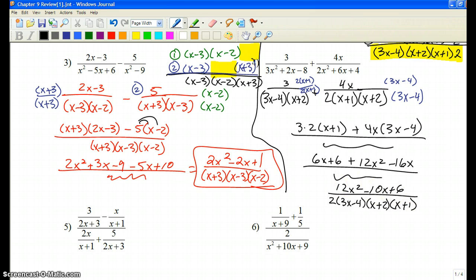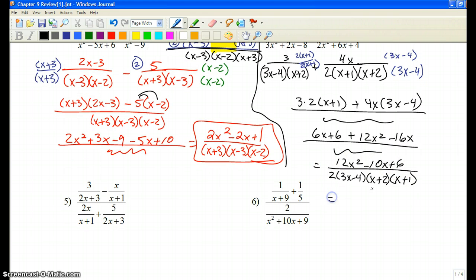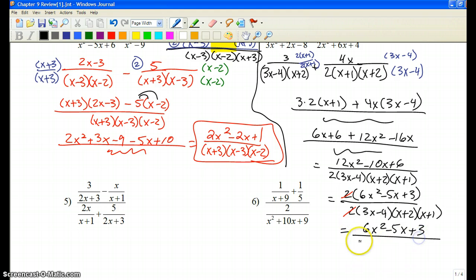Now you're going to notice there's a factor of a 2 in the numerator, so we're going to factor that out as well. And then that's going to reduce down here. Now we get a common factor of a 2, and we're going to reduce it one more time. That's going to be our final answer there.